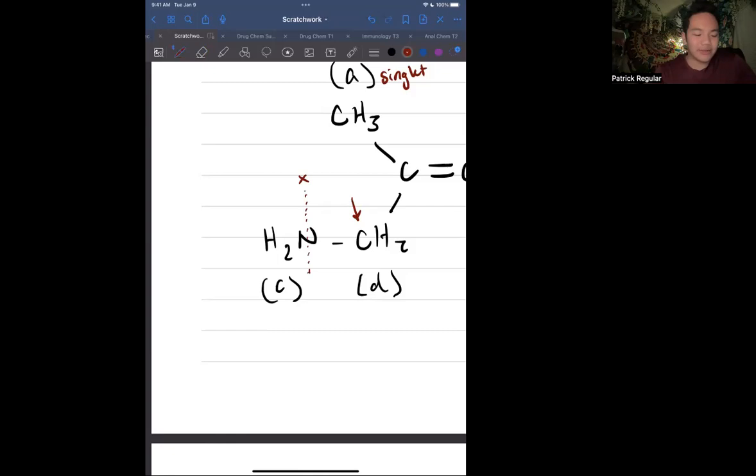They're not going to really bypass that. So this, pretty much, you're going to have an integration of 2H because this atom has 2 hydrogens, and it is going to be a singlet.